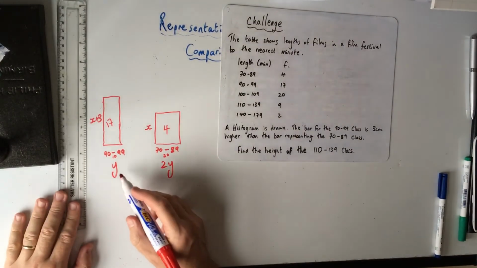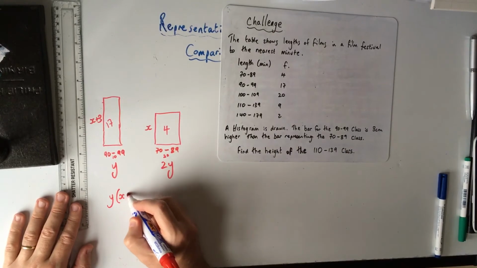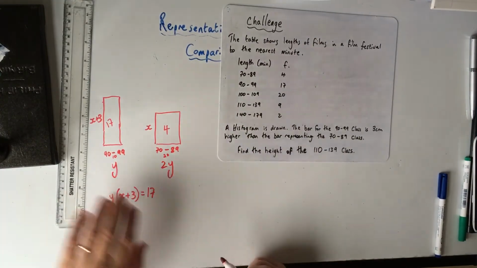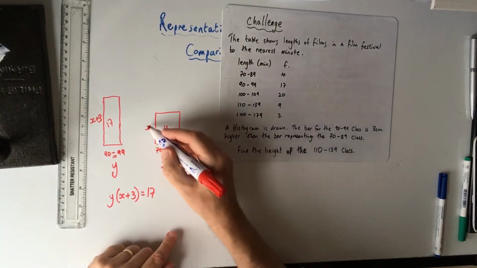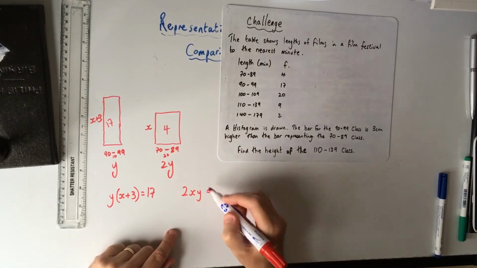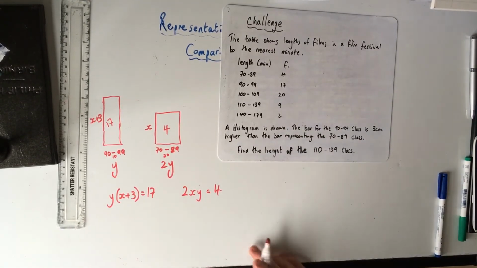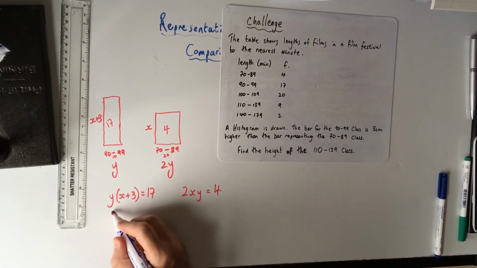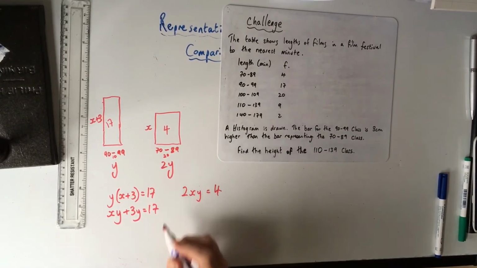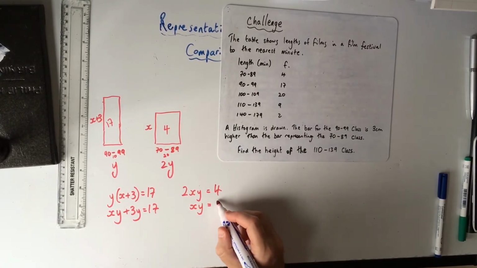Okay. So now we know that length times width, so that is y times the x plus 3, has to be 17. Has to be the frequency, which is the area, as 17. We also know that 2y times x, which would be 2xy, has got to be equal to an area of 4. So we've got two equations and two unknowns, so it should be easy to solve. Multiply this out, and y times x is xy, and y times 3 is plus 3y, is equal to 17. And we can simplify this one, can't we? Divide both sides by 2, so we know that xy is equal to 2.